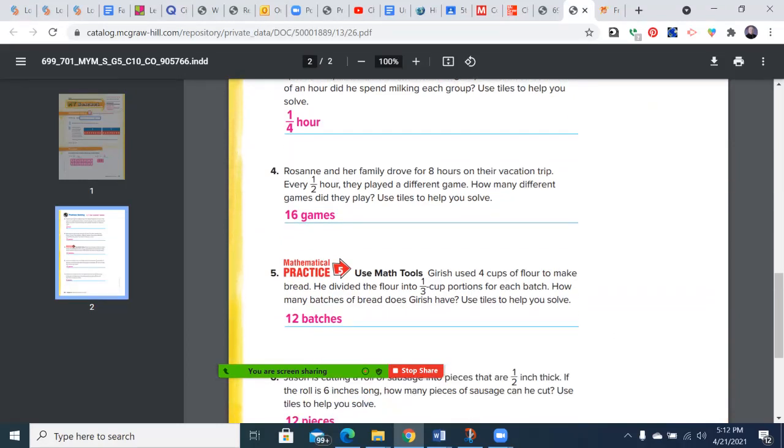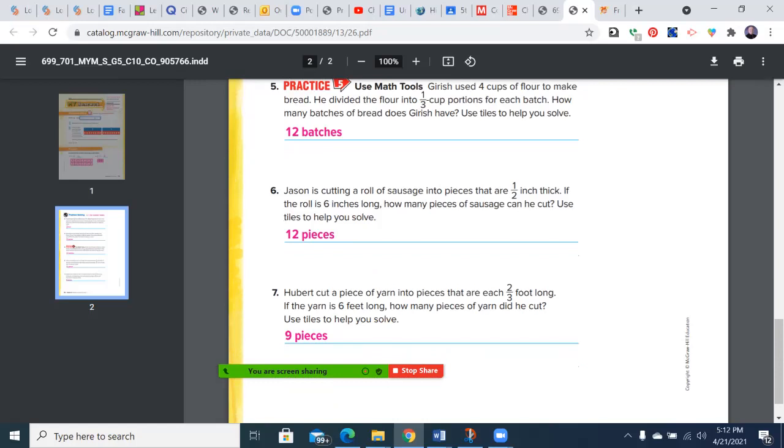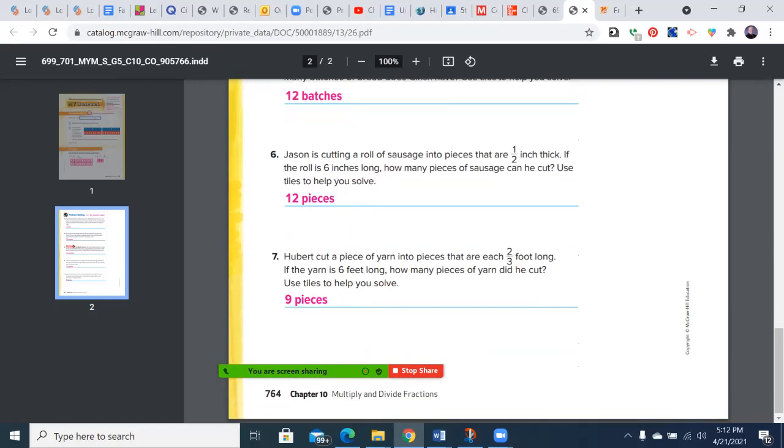We had 16 games, so many times 1/2 went into 8. A third went into 4 12 times, so that's 12 batches. A half went into 6, 12 pieces. 2/3 went into 6 9 times, for 9 pieces.